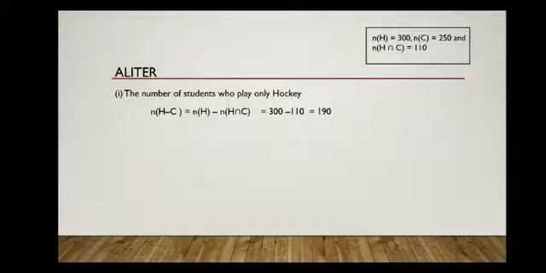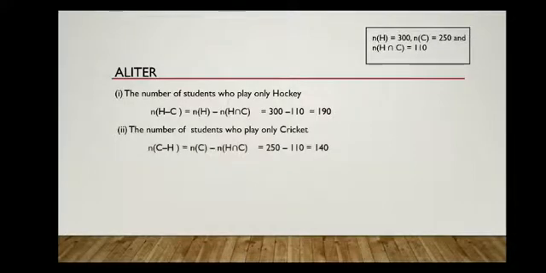And we know that the students who play only cricket will be C minus H, that is C difference H. So the number of students who play only cricket will be n of C difference H. Right. n of C difference H is equal to n of C minus n of H intersection C. n of C is 250 minus n of H intersection C is 110. When you do this, we will get 140.